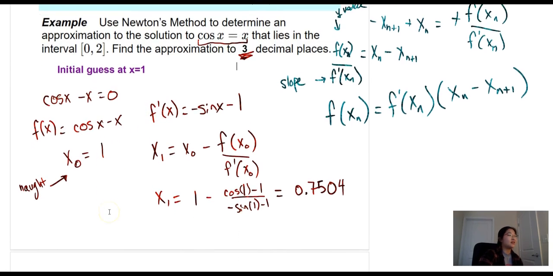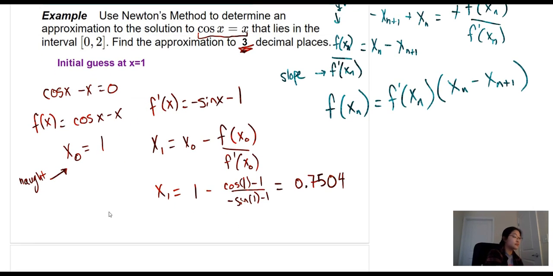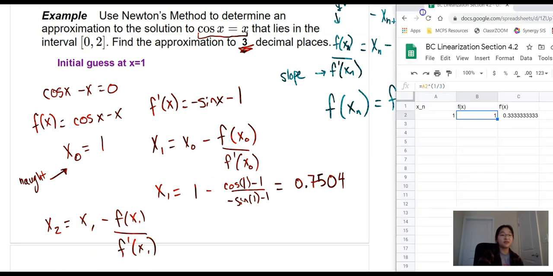So let's find x2. So x sub 2 is x sub 1 minus f of x sub 1 over f prime of x sub 1. And then we plug in and evaluate, but actually I don't want to do that by hand. So let's look at a Google Sheet.